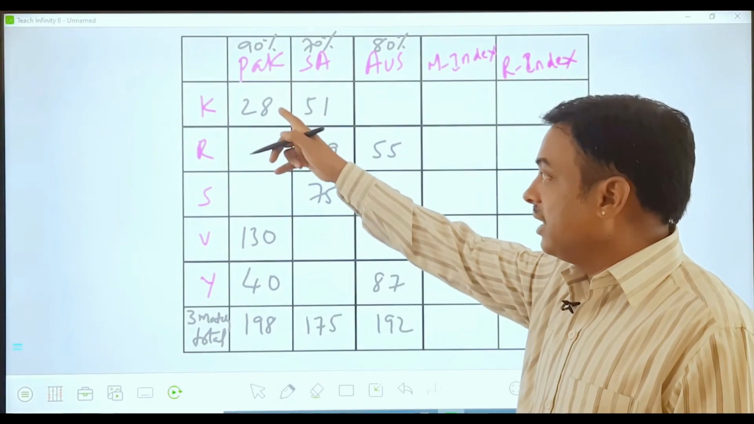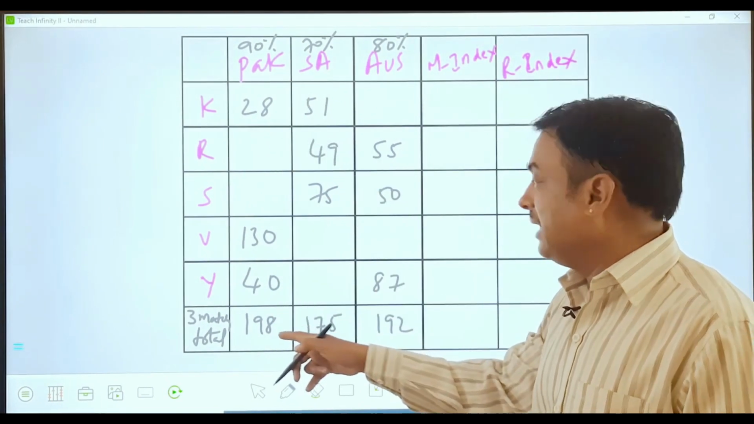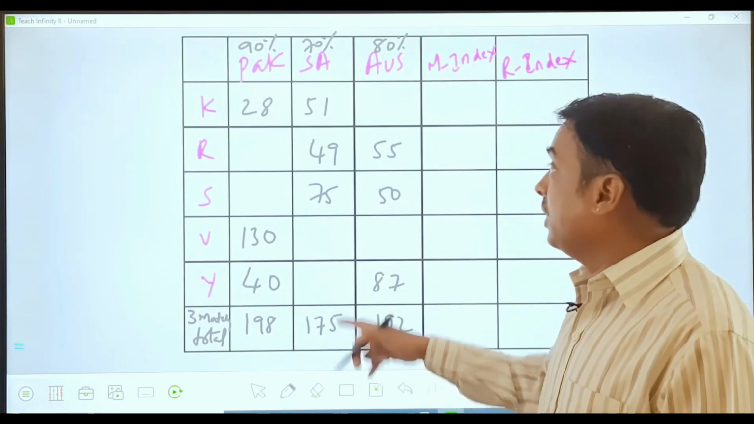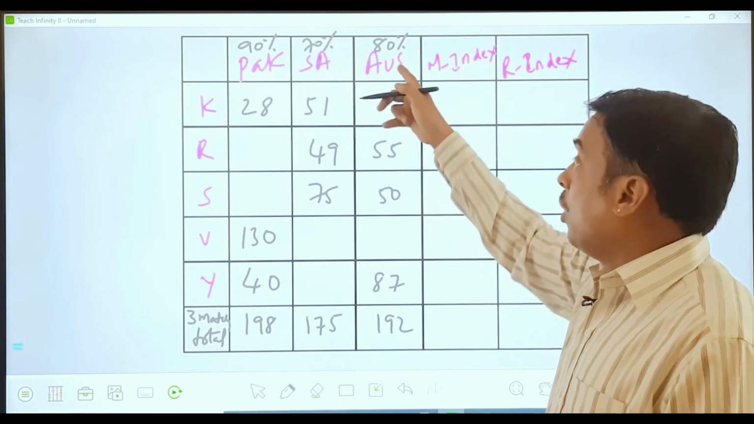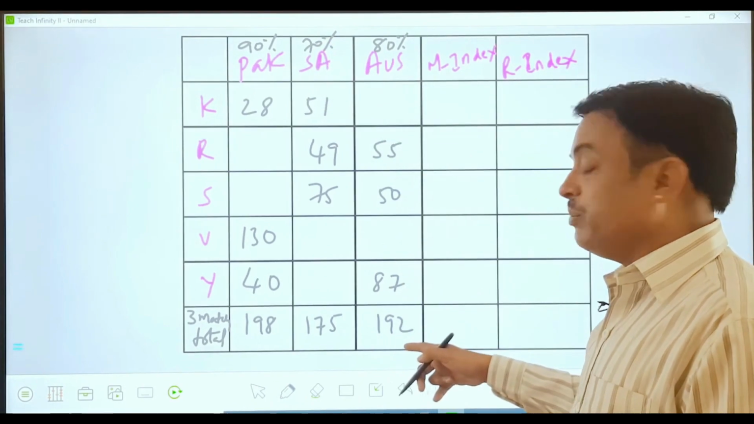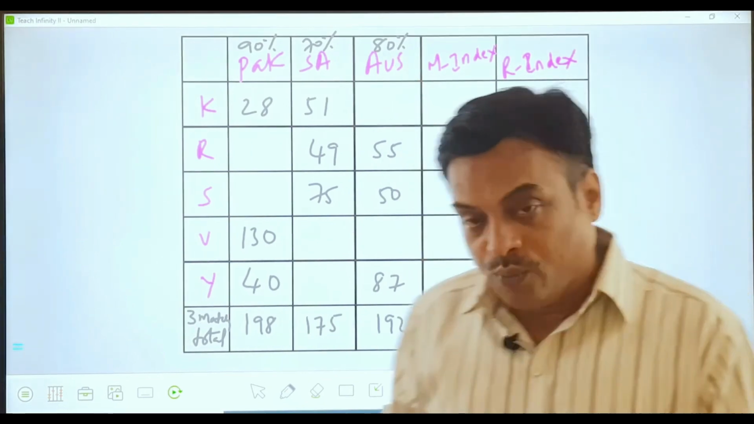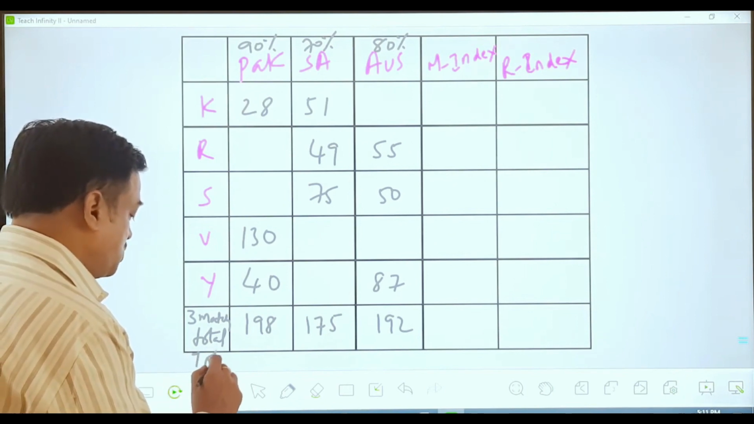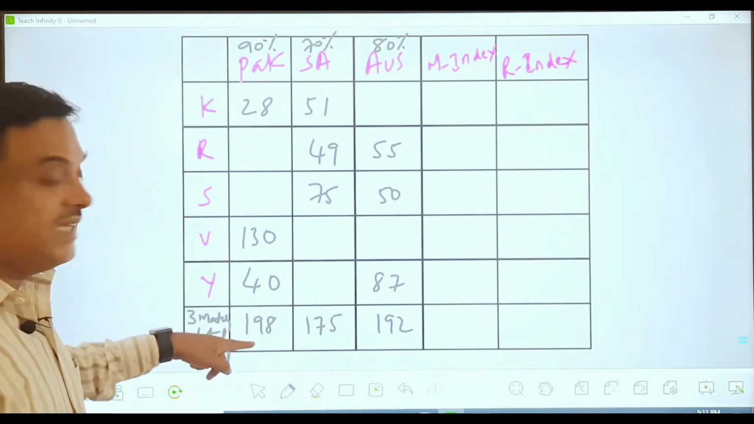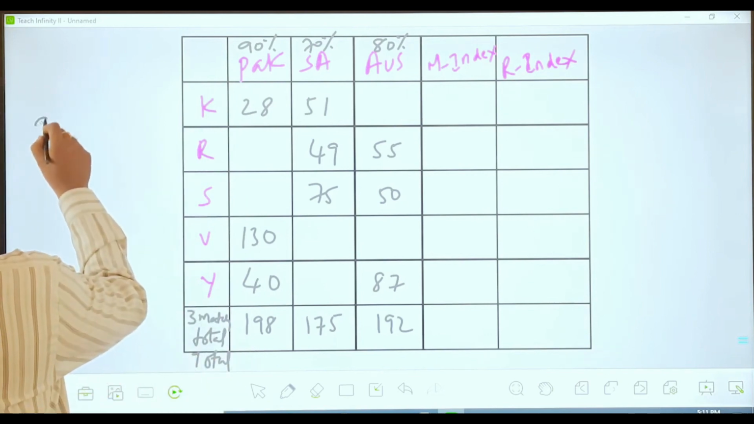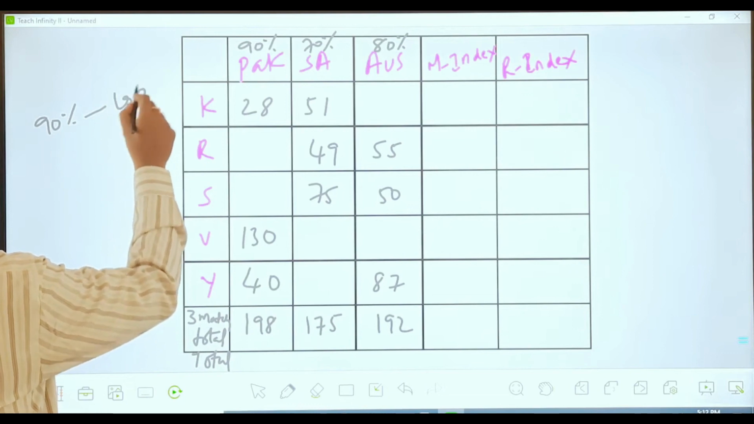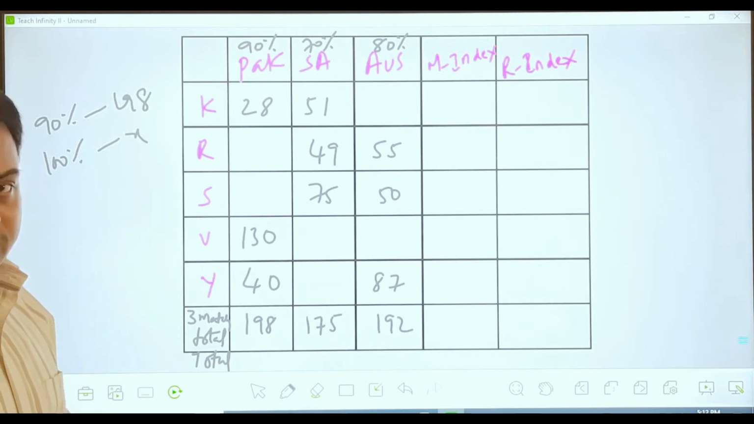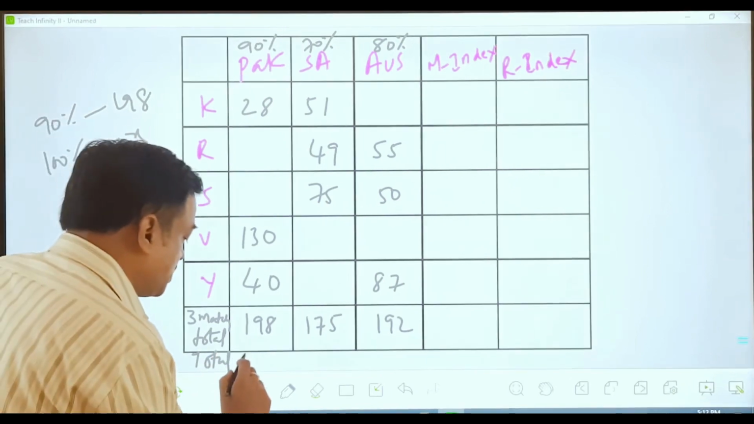We got the totals. You can see against Pakistan the total is 198. The total of South Africa by the top 3 players is 175, which is 70% of that match. Australia top 3 batsmen have made 192, which is 80%. Now with reference to these, can we find out the total of the match? We can say 90% is equivalent to 198. Then 100% is how much? This is what you need to do. Now this will be 100% as 220.